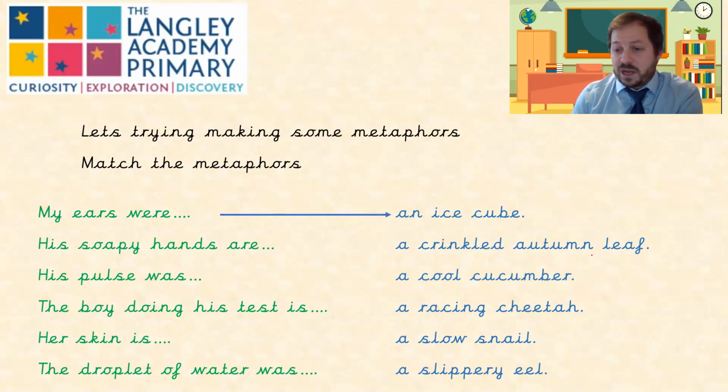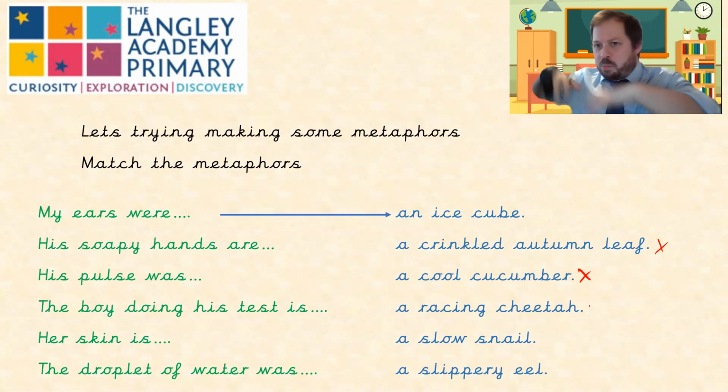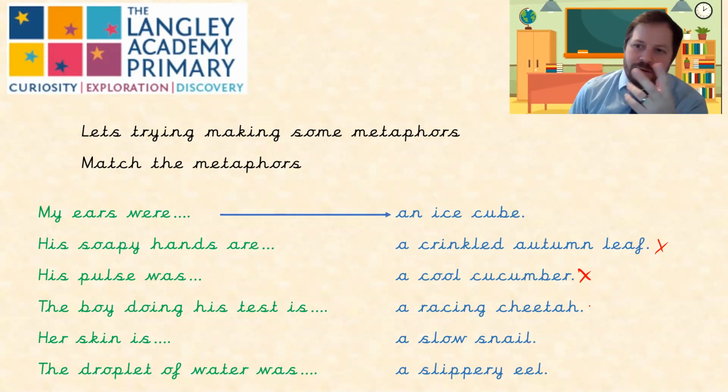His pulse was a crinkly autumn leaf. Not really about speed, is it? So we can't use that one. His pulse was a cool cucumber. Again, probably doesn't work in the case of speed. So let's go back. Then we've got a racing cheetah. A racing cheetah is about speed, so maybe it could be that. And we think about a racing cheetah as it pounds along the ground, as it moves across the hand. And not only are we thinking about the speed, but a little bit about the sound that we might hear. So this one could work. A slow snail. I guess it is about speed. We could use it.